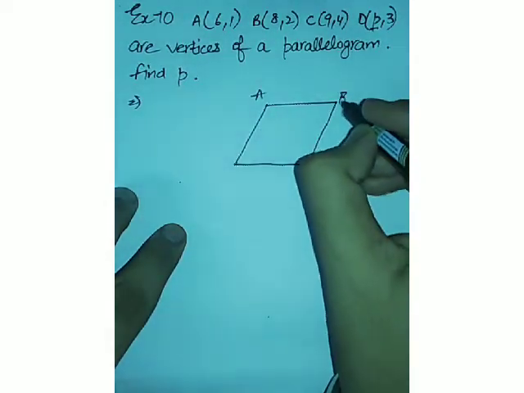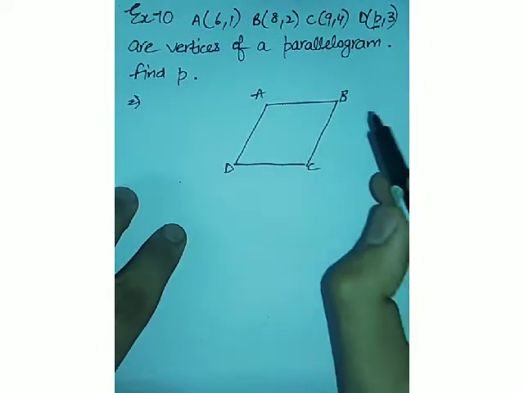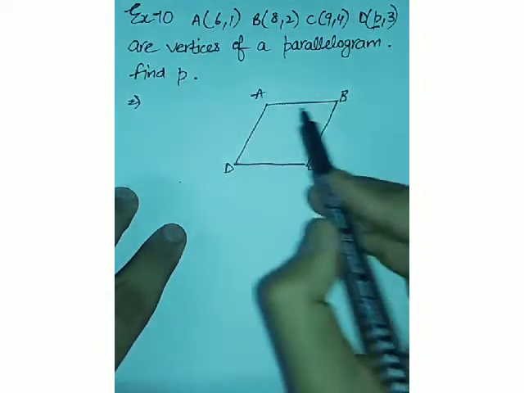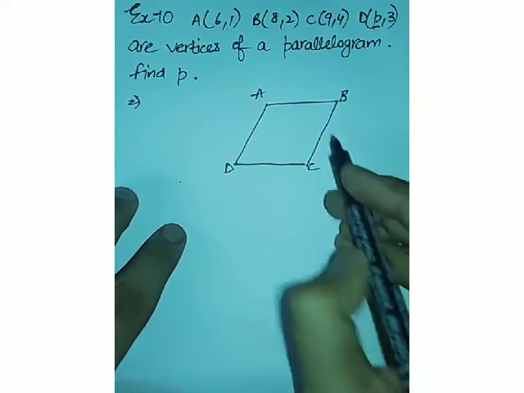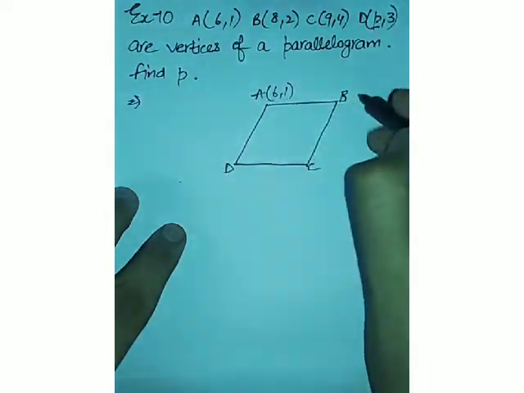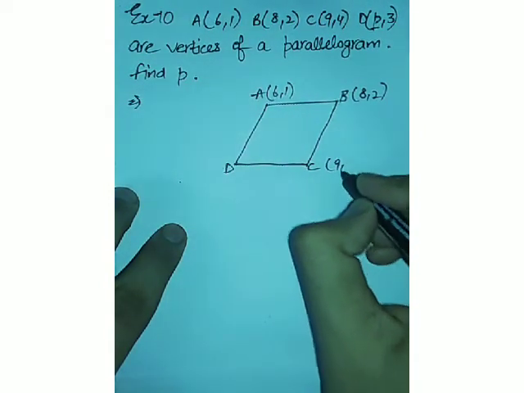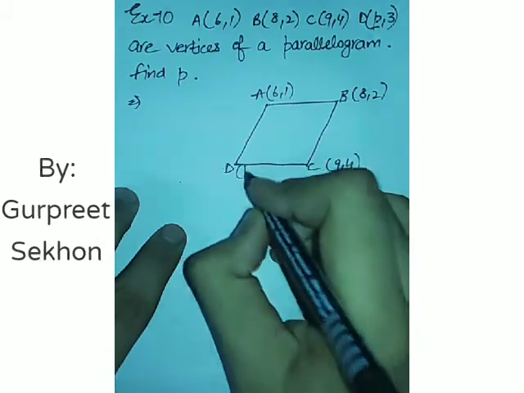A, B, C and D. Here it is written taken in order. Taken in order means A, B, C, D. You cannot write A, B, C, D in any other way. Alright, taken in order means serial wise. What is A? 6, 1. What is B? 8, 2. What is C? 9, 4. And what is D? That is P, 3.